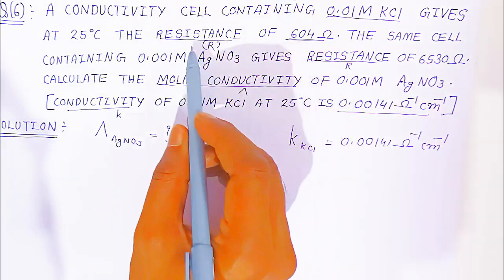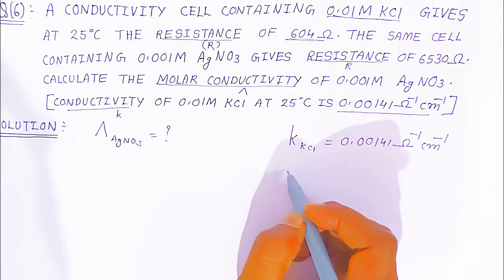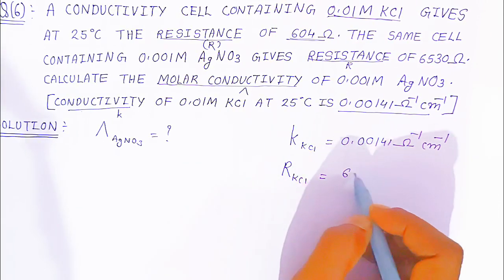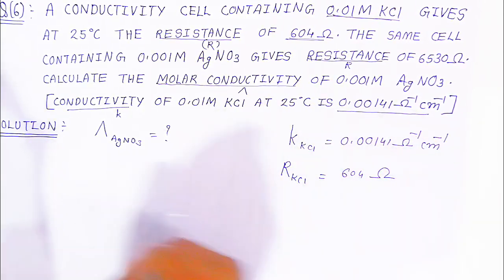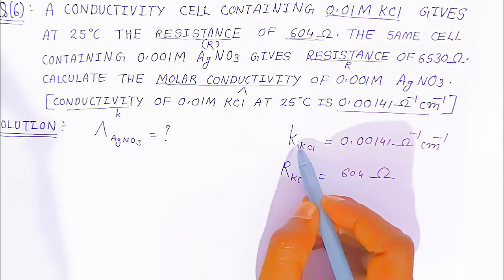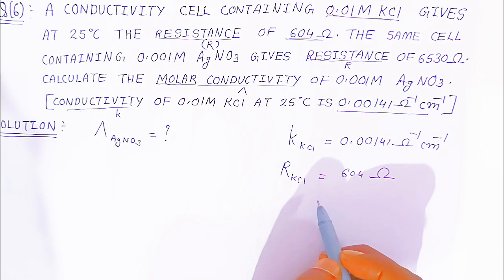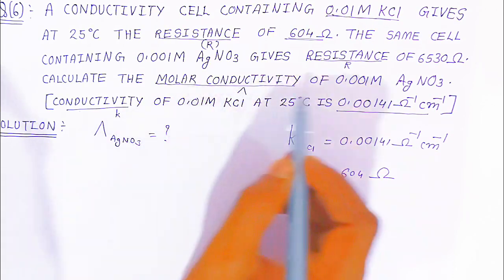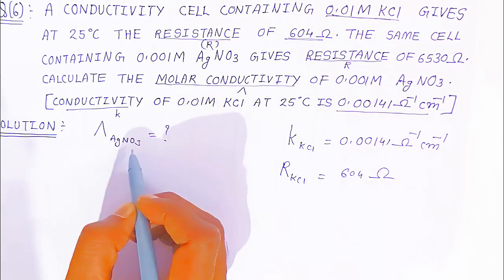What else is given students? Resistance, that is capital R of KCl, is also given students. That is 604 ohm. Okay students, and now you know the conductivity and resistance of KCl. You have to find the molar conductivity of silver nitrate.